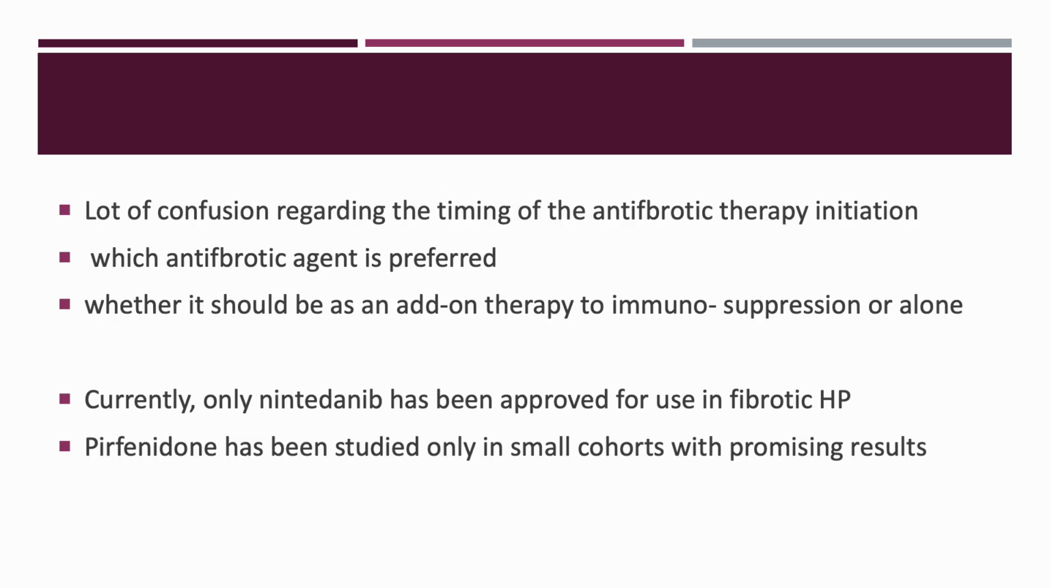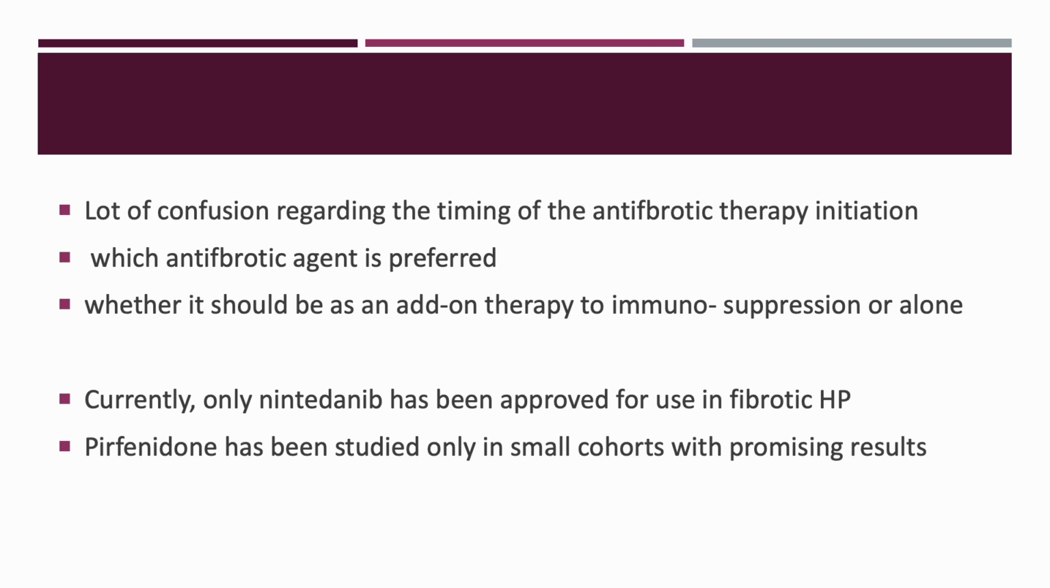So there's a lot of confusion regarding the timing of antifibrotic therapy, which agent to be preferred. However, we know nintedanib so far is the only approved one for use in fibrotic HP. Pirfenidone had few studies that had to be stopped early on because of recruitment issues. So we still don't know. It may have promising results in future.